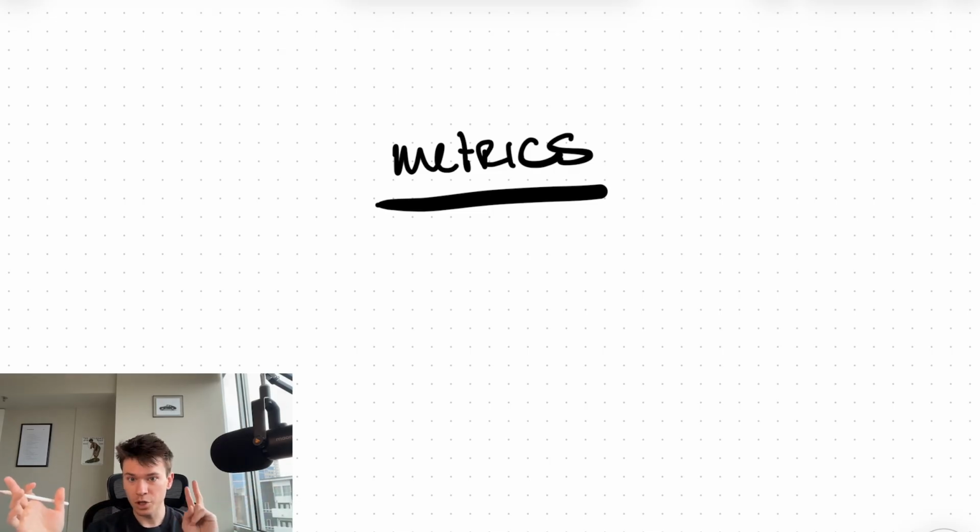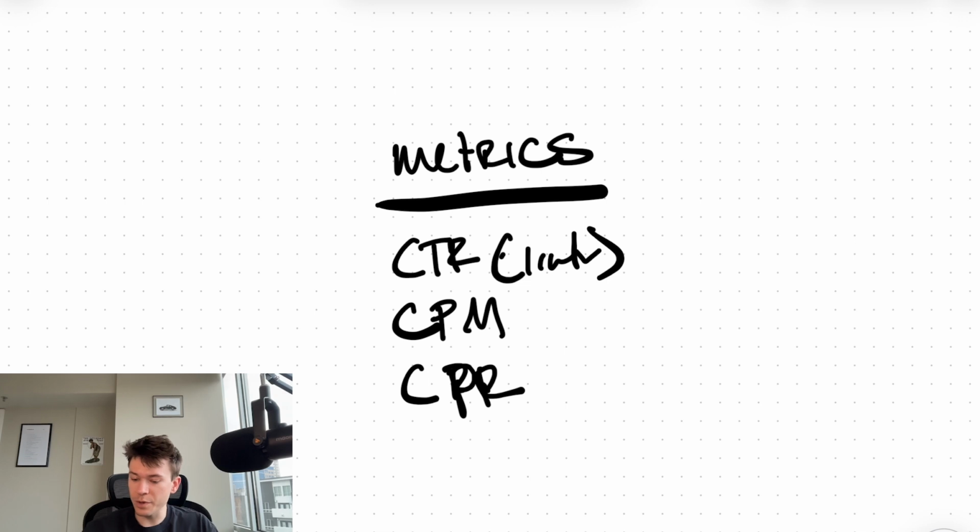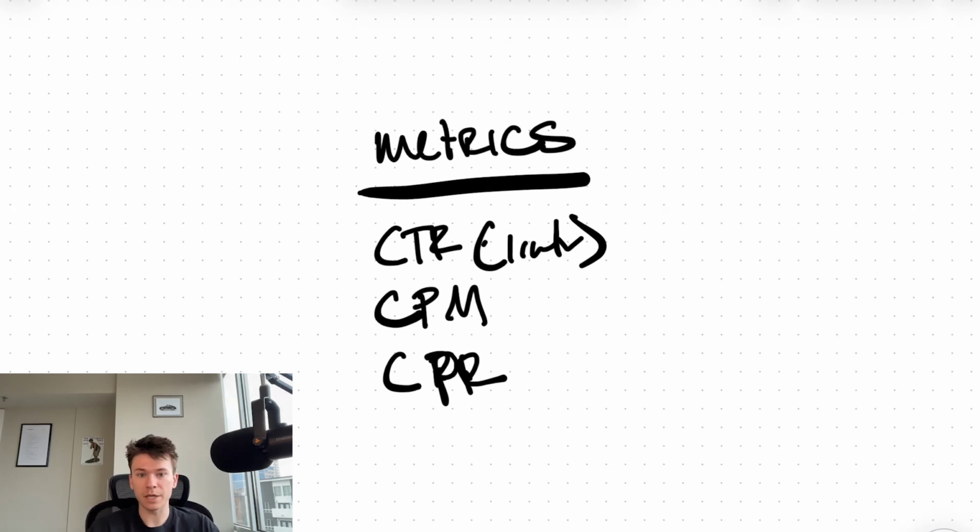There are only 2 metrics in the ads manager that mean anything to you. And it is your click-through rate, but specifically your link click-through rate, and it is your CPMs. And then if you want, your cost per result. Those are the only 3 metrics that you need to pay attention to in the ads manager. And here's the other crazy part. These are the only 2 that you can directly change. Cost per result is a downstream effect.